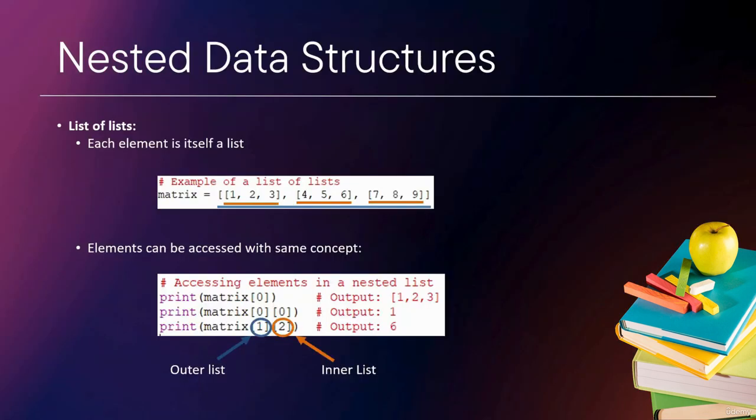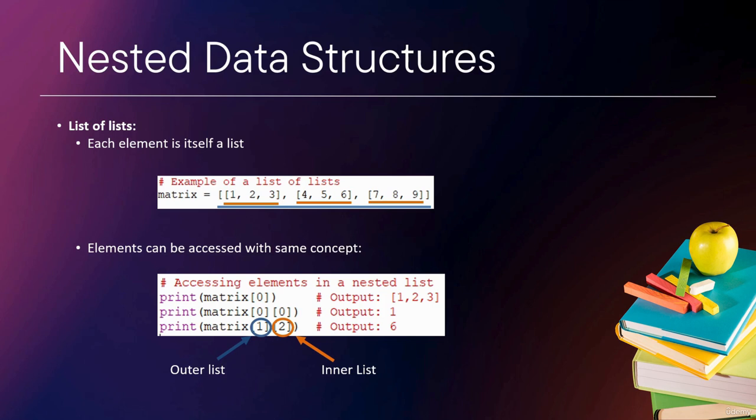This is one example of a list of lists. If you look at the first example, each element is itself a list. The blue underline marks one list, and the yellow underline is the first element of the outer list, but it is a list in itself. This is how nested lists look.